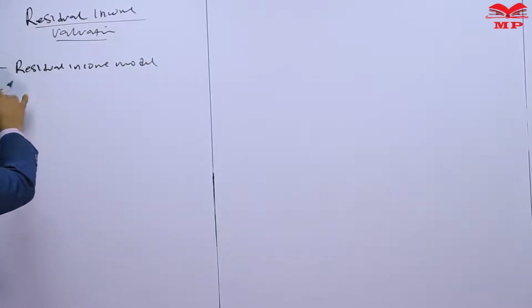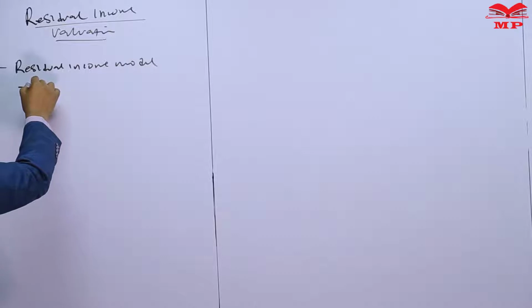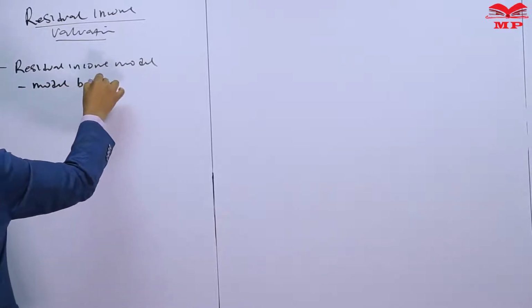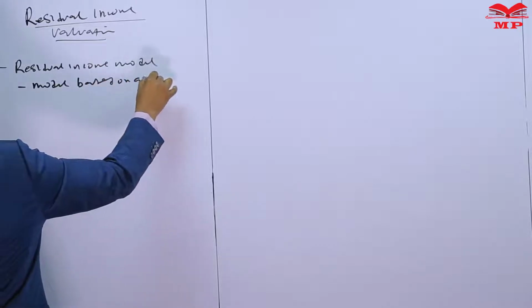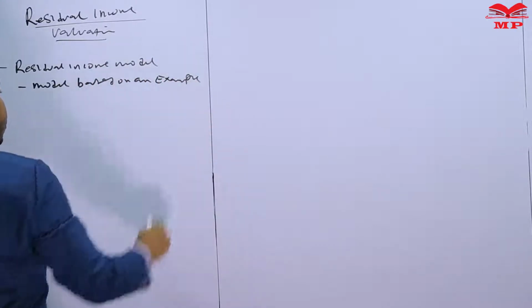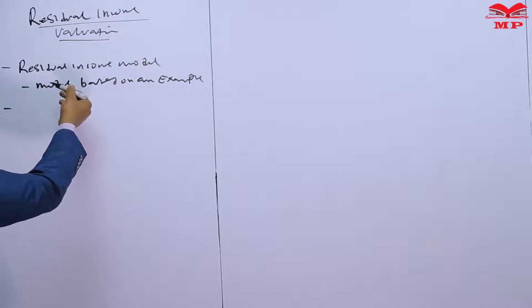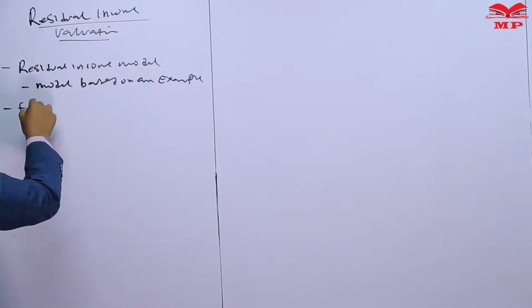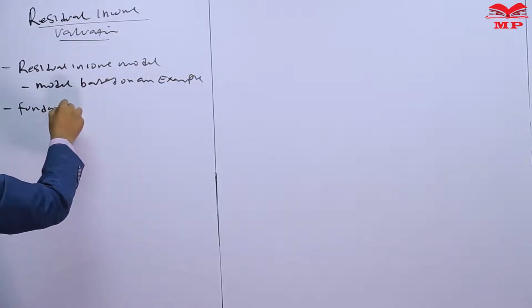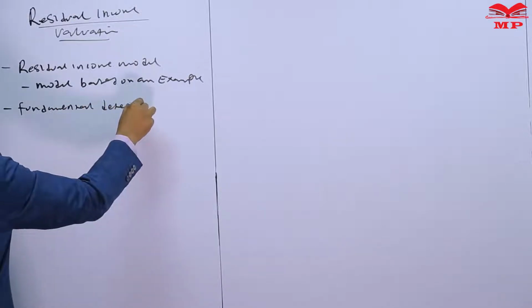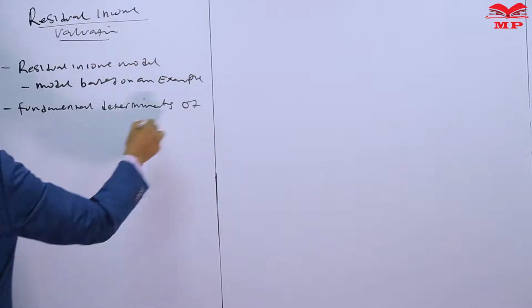Then once we've looked at that, we will look at the model itself, based on an example. Once we've looked at that, we will build on this and look at the fundamental determinants of residual income.